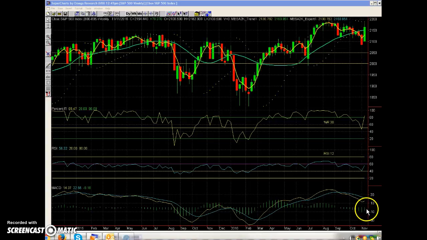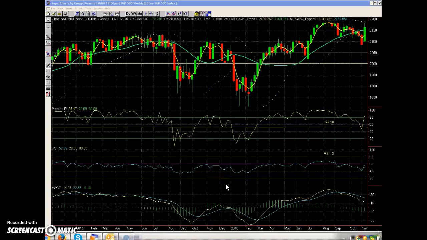Now, as you know from Alexander Elder's work, what he points out in all of his writings, all of his books, is that one of the best times to be entering the market, either on an individual stock or the indices, is when we get a tick up of MACD from below the zero line. So we'll see how that plays out.